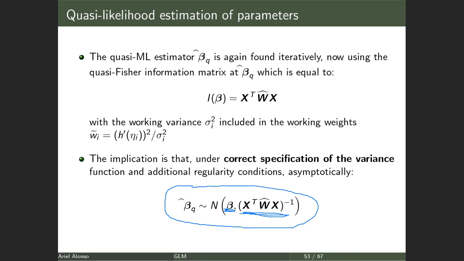Okay, but you told me that I don't need to get the variance correct, right? Yes, you don't need to. So if your variance is not correct, then you cannot work with this asymptotic result over here.